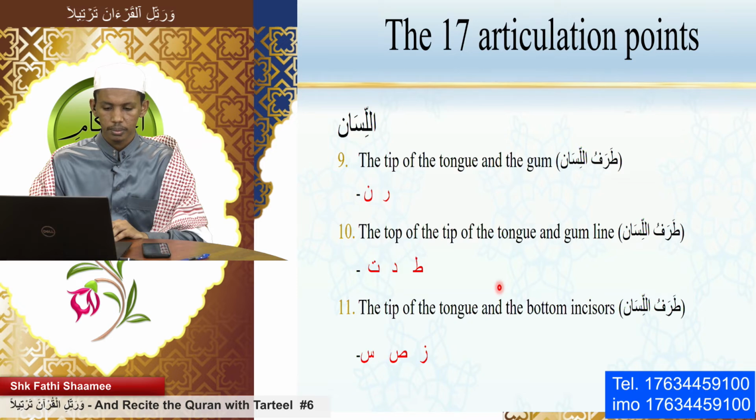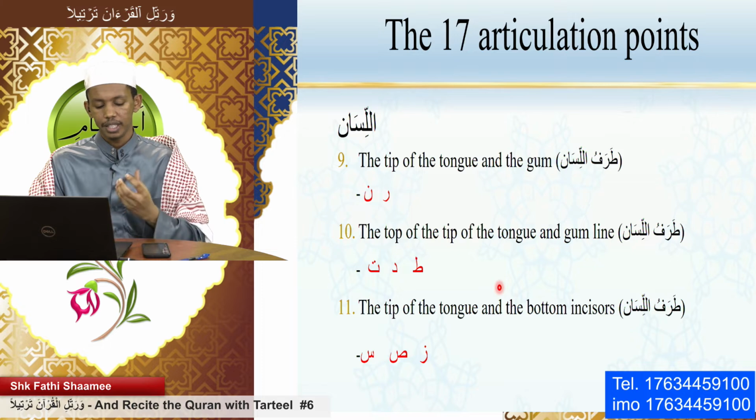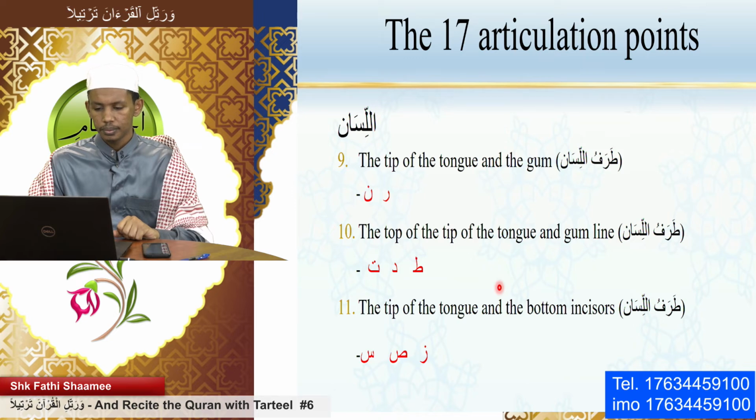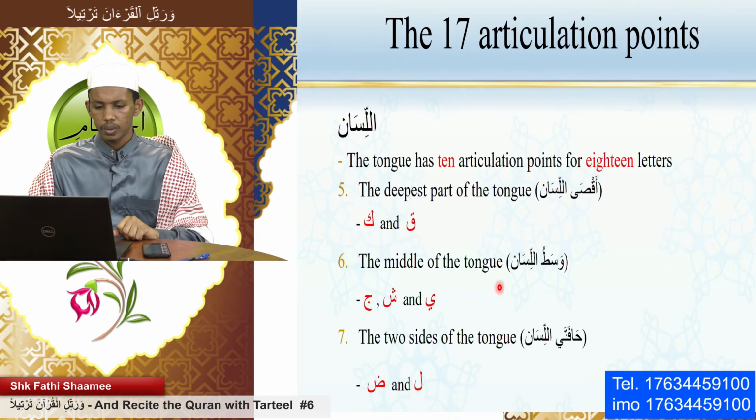Wa min sharri an-naffathati fil-uqad. Fa, don't make it heavy, make it light for this one. Naffathati. Wa min sharri an-naffathati fil-uqad.